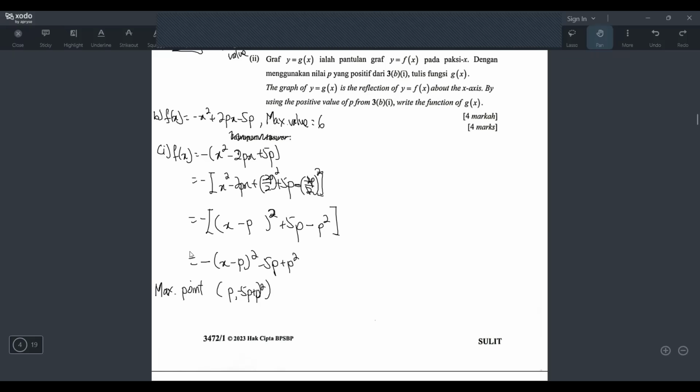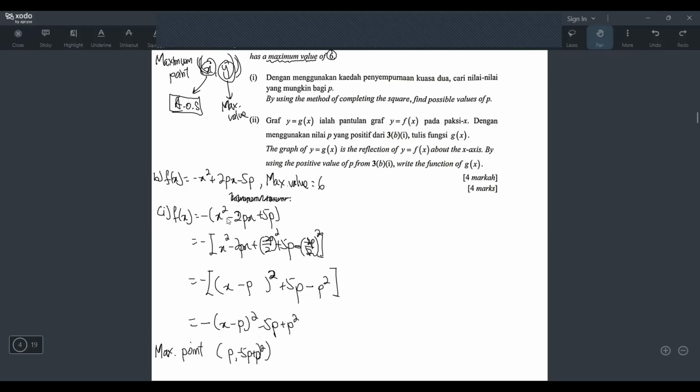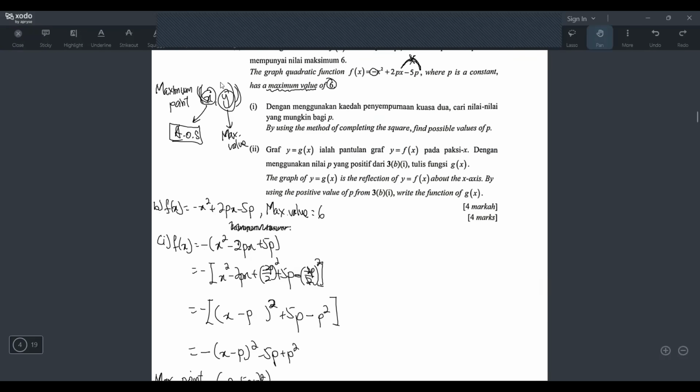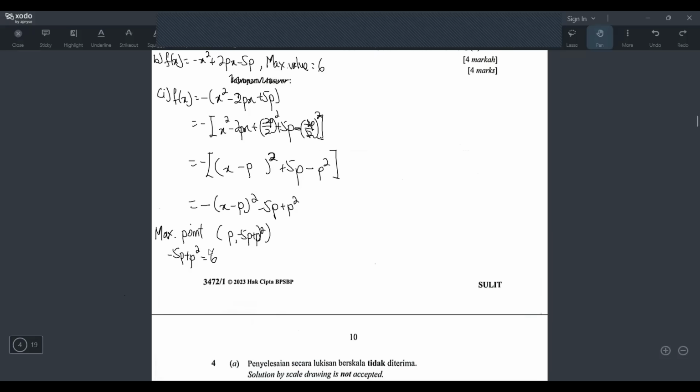The question wants you to find p, right? Read the question. Find value of p. But they give me information. They say maximum value is 6, right? So which one do you think is the maximum value? The x coordinate or the y coordinate? Do I take the x coordinate equals 6 or the y coordinate equals 6? The y coordinate, right? Because I mentioned to you already, the maximum value is actually the maximum point's y coordinate, right? Maximum value means the y coordinate. Maximum point means the whole point, x coordinate and y coordinate, right? So this is how you do it.